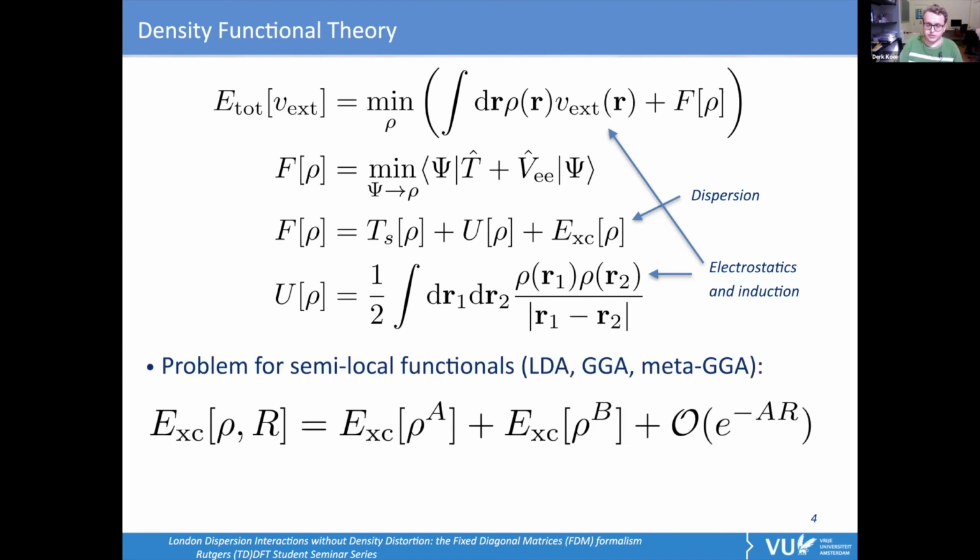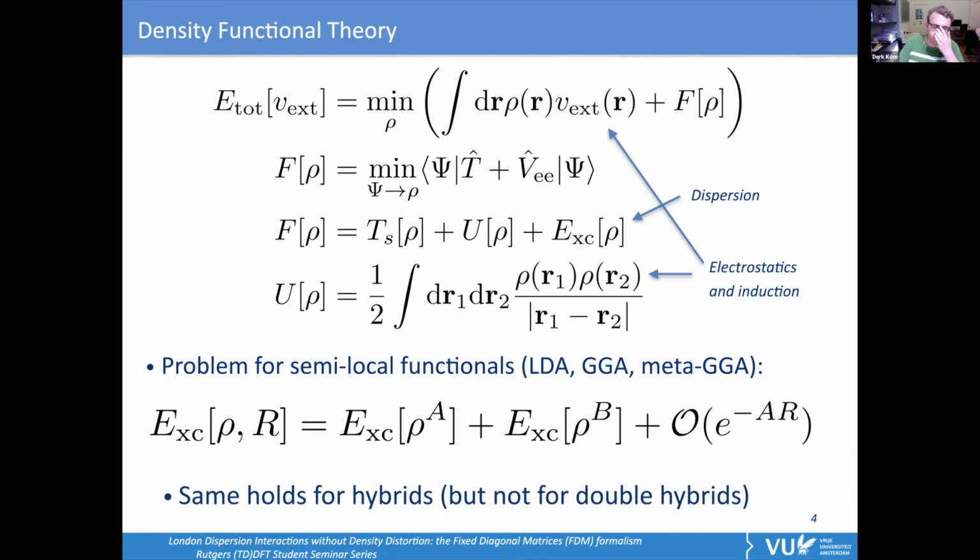So most of the functionals we use in practice are based, at least in semi-local functionals, LDAs, GGAs, and meta-GGAs. And those have the unfortunate property that since they are local, when you try to do a system which consists of two systems at a reasonable distance, you get the exchange correlation energy of the two isolated systems plus a correction which goes exponentially due to the density overlap. And this, of course, cannot capture this famous 1 over r to the 6th, 1 over r to the 8th, 1 over r to the 10 that second order dispersion has. The same holds for hybrids, but not for double hybrids, because when you introduce some MP2, then you will also introduce some dispersion.